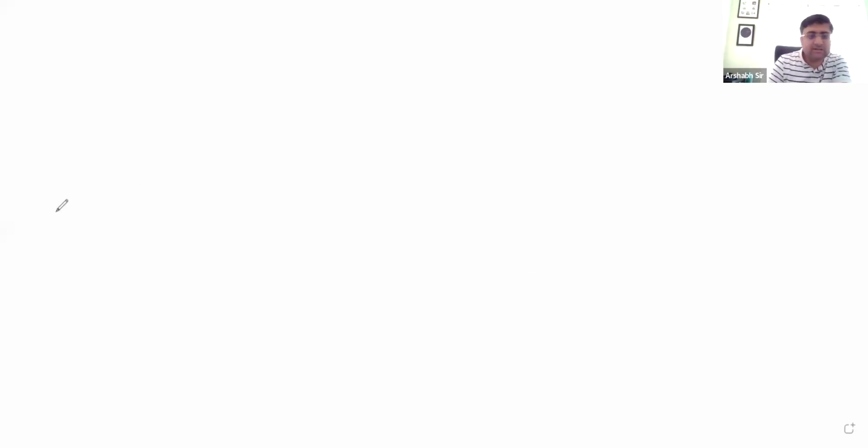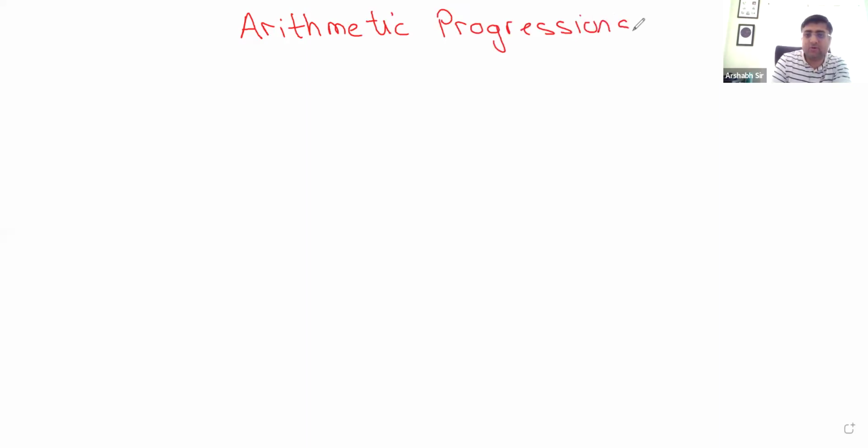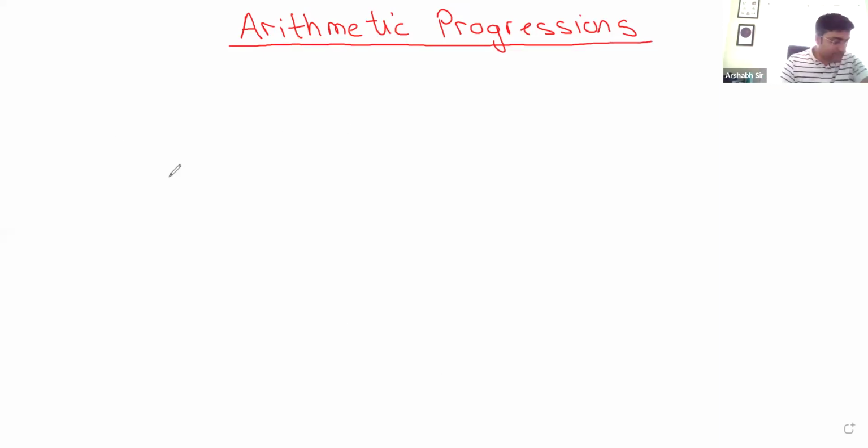So guys, in today's class, we'll basically be revising the topic arithmetic progressions. What I'm going to do in today's class is go through the previous year's board questions, and with the help of that, we'll revise the concepts. Is this clear? So one by one, we'll start doing the questions. Look at the first question.